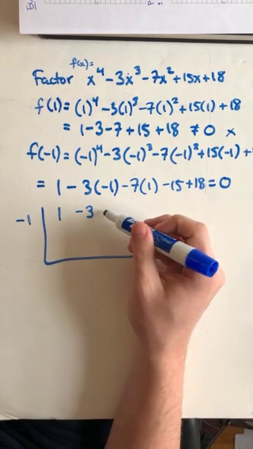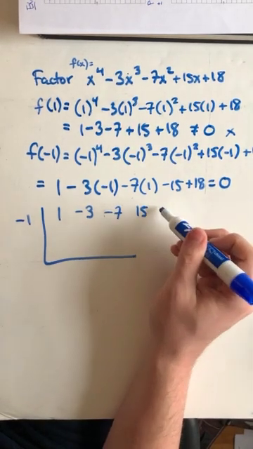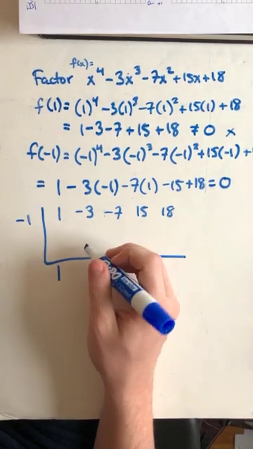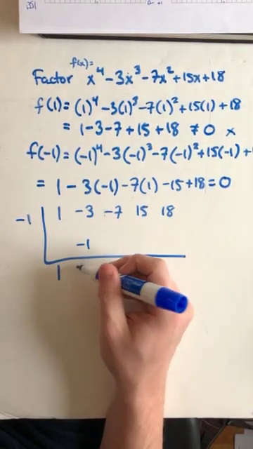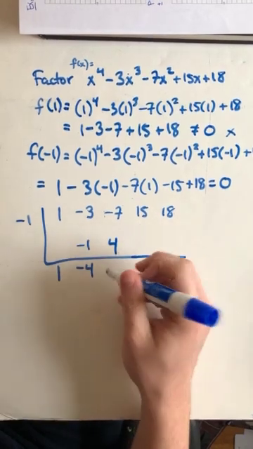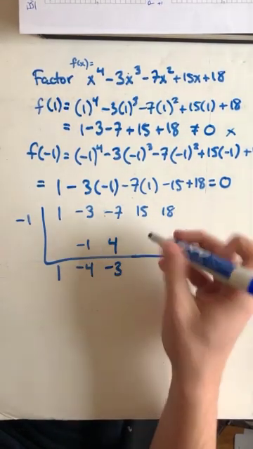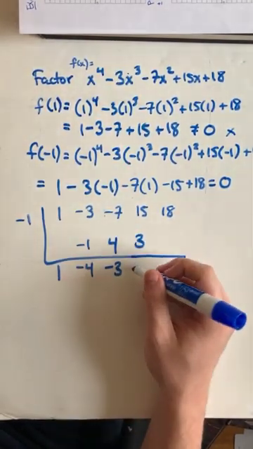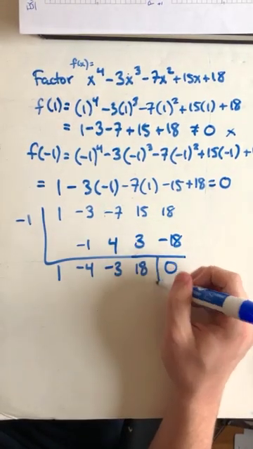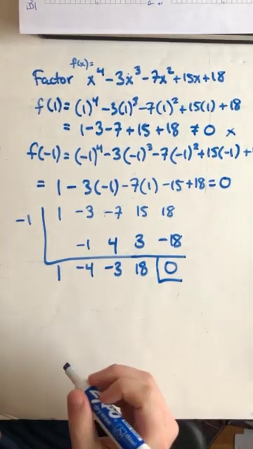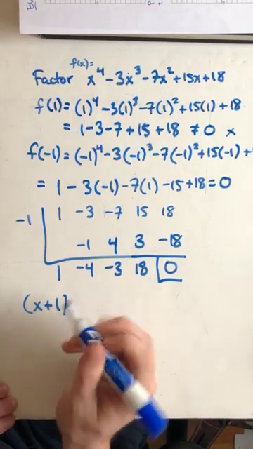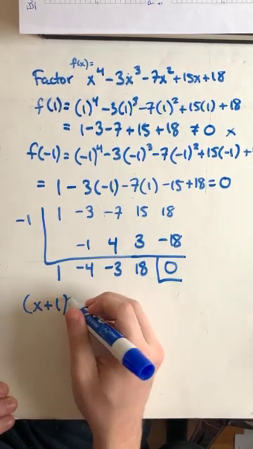We get 1, negative 3, negative 7, 15, and 18 from above, and let's do some synthetic division. We get 1 there, negative 1, add it to be negative 4, multiply, gets me 4, negative 3 when I add, positive 3 when I multiply, 18 there, negative 18 there, should end up with 0, which we do. Okay, so that means that so far our division is x plus 1. Remember, it's always the opposite sign in that portion.